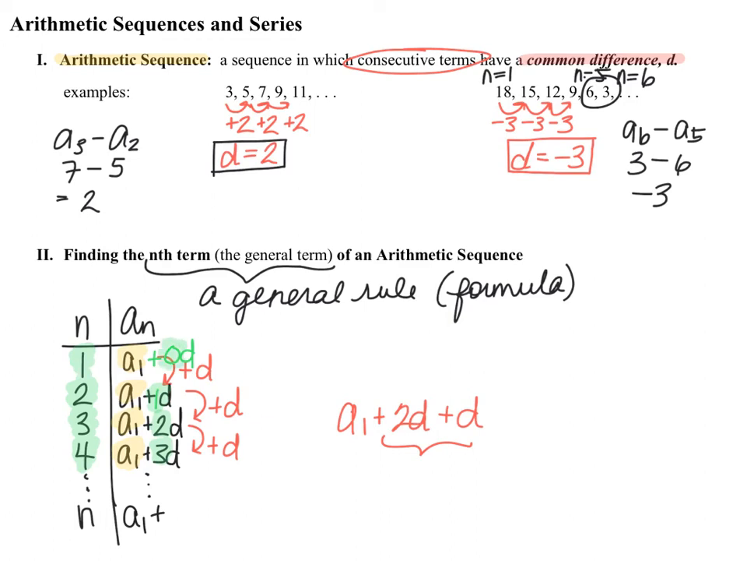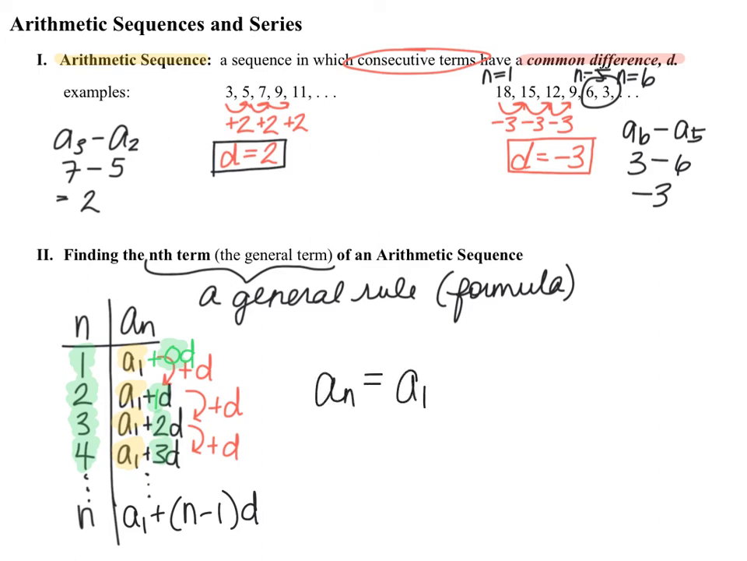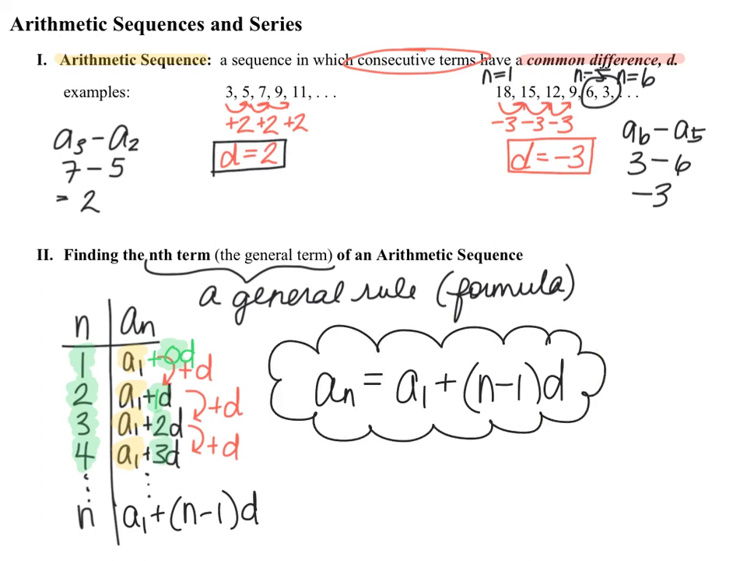So I hope you can see that the coefficient, the number in front of d, or the number of d's that you're adding, is actually 1 less than n. So we're adding n minus 1 times d. And this is our generalization, or this is our general rule, our general formula that will get us any term in an arithmetic sequence. So we'll write a sub n is equal to the first term, which is a sub 1, plus n minus 1 times d. And this is our rule that will allow us to write a formula for any sequence that's arithmetic.